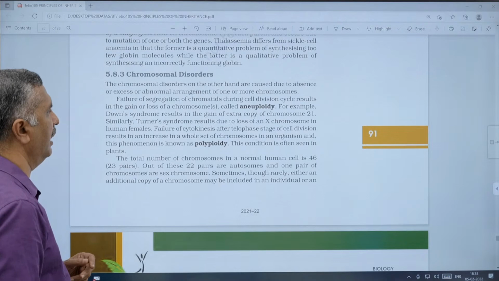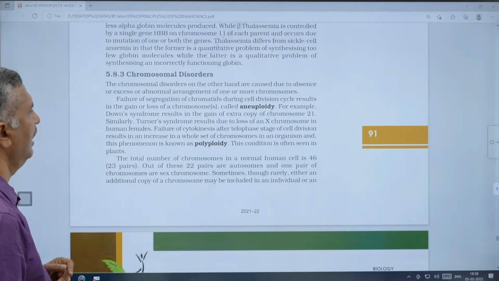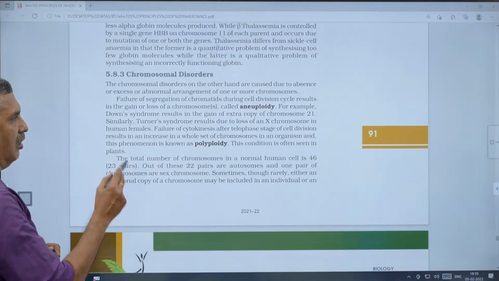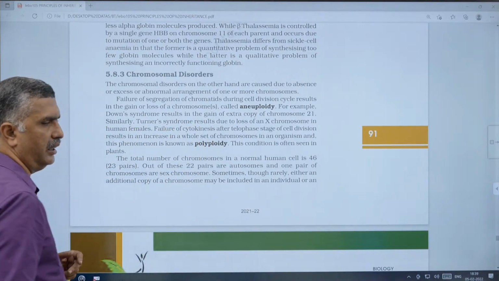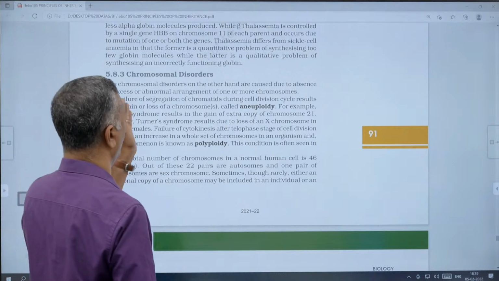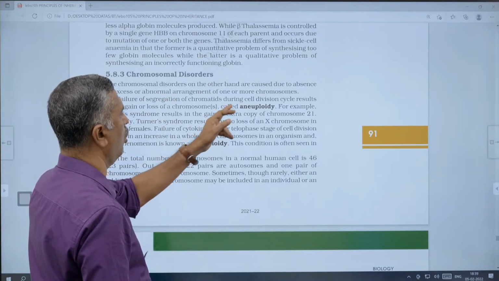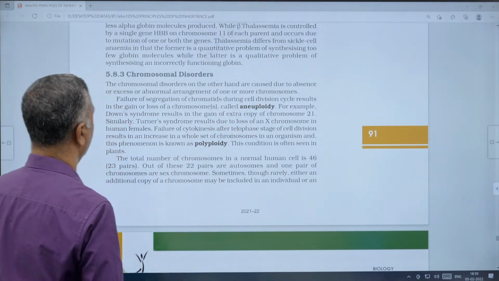Failure of segregation of chromatids during cell cycle division results in the gain or loss of a chromosome. Gain, or increase, or loss, meaning decrease, in a chromosome is called aneuploidy.